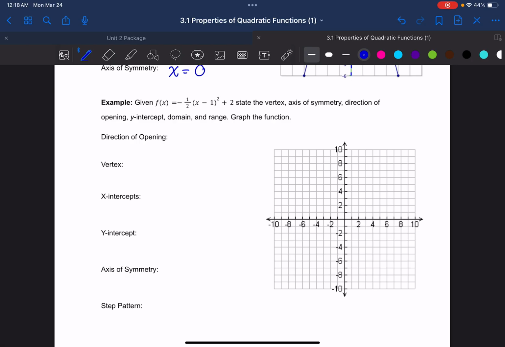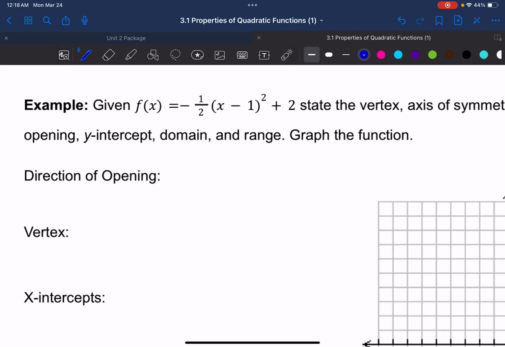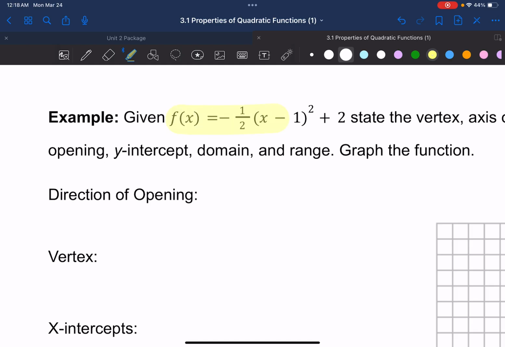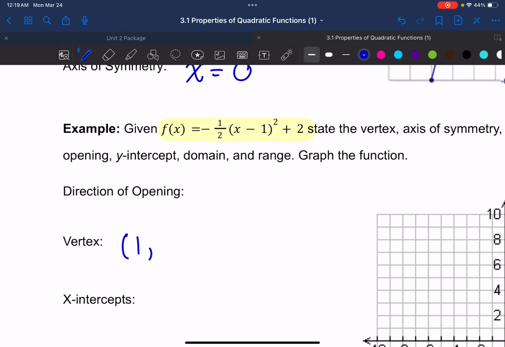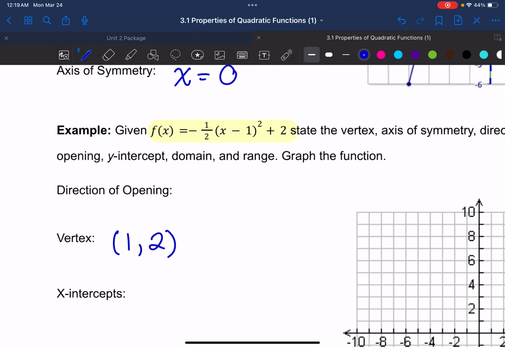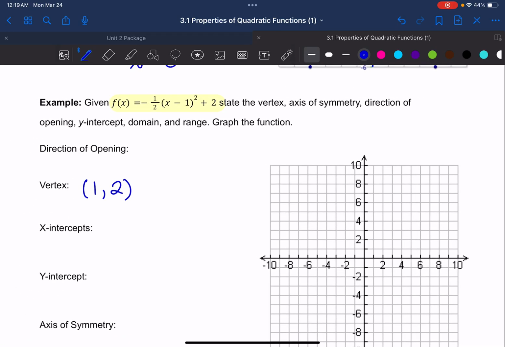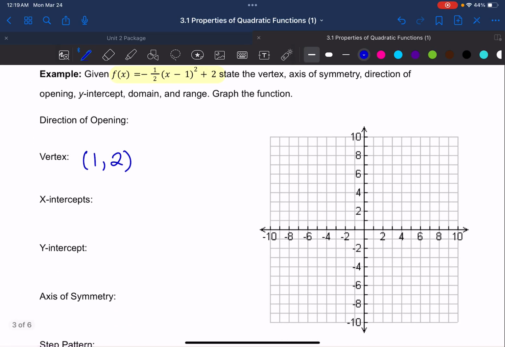So first and foremost, I have to think of, where is my vertex from this equation here? Which, remember, on the back page, I just told you, we're going to flip the sign of what's in the bracket. So even though I see a -1, I know that it will be +1. And then k stays the same, so it's really 2. So I'm going to write this here perfectly in the vertex spot. So it's going to be at (1, 2). That's going to be my starting point. So I'm going to go ahead and just plop that right there. 1 and 2 should be here.